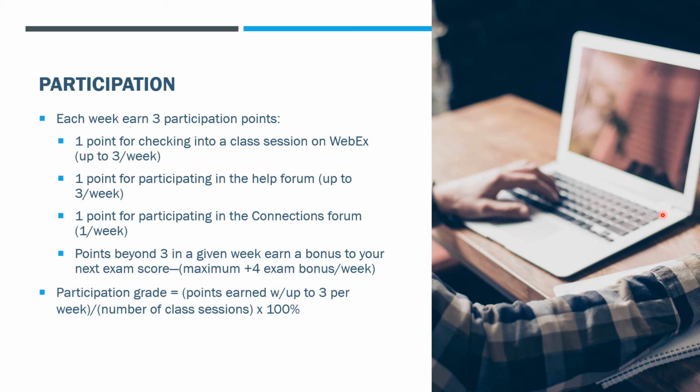Now, if you're not earning 3 points a week, I'm going to contact you directly and see what the trouble is. So keep that in mind. I don't want you to drift off. I don't want you to lose track of where we are in the course. In the end of the semester, your total participation grade is going to be the total number of points that you earned with no more than 3 per week counting, divided by the number of class sessions that we have, times 100%. And then that'll be weighted to 5% in the final grade.